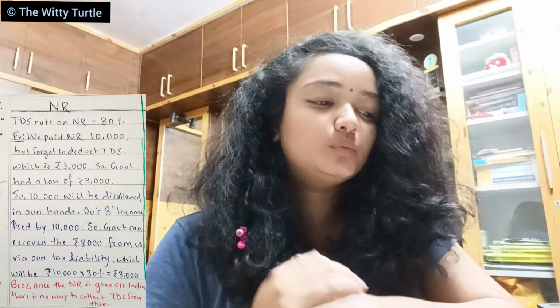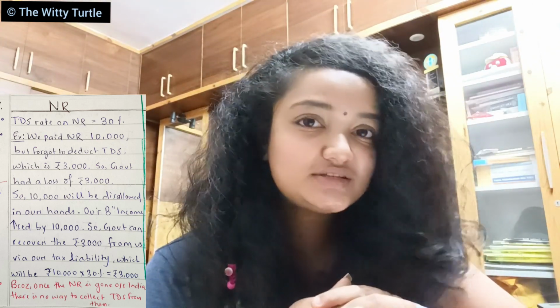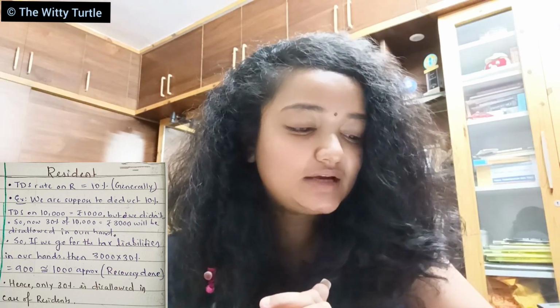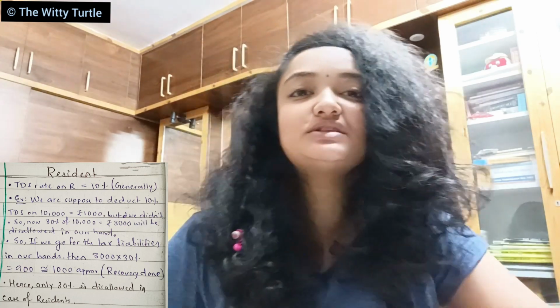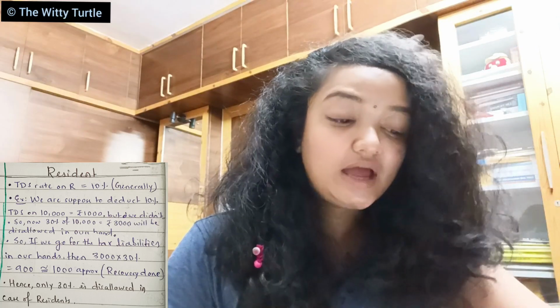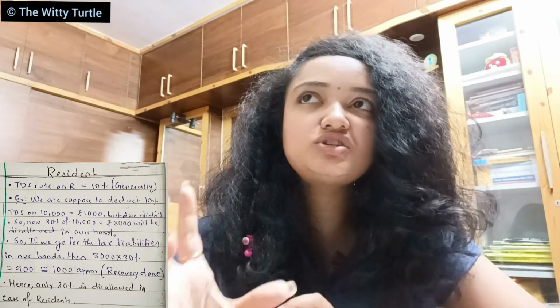This is clear. Now coming to the next point, that is the resident. The TDS rate on a resident is generally 10%. Now, if we are supposed to pay 10,000 rupees to a resident person, then in that case, we are supposed to deduct 10% TDS on that, right? So 10% of 10,000 will be how much? 1,000 rupees. Now, if we forget to deduct TDS, or if we forget to pay the deducted amount of TDS to the government, then how much loss does the government suffer? 1,000 only, right?